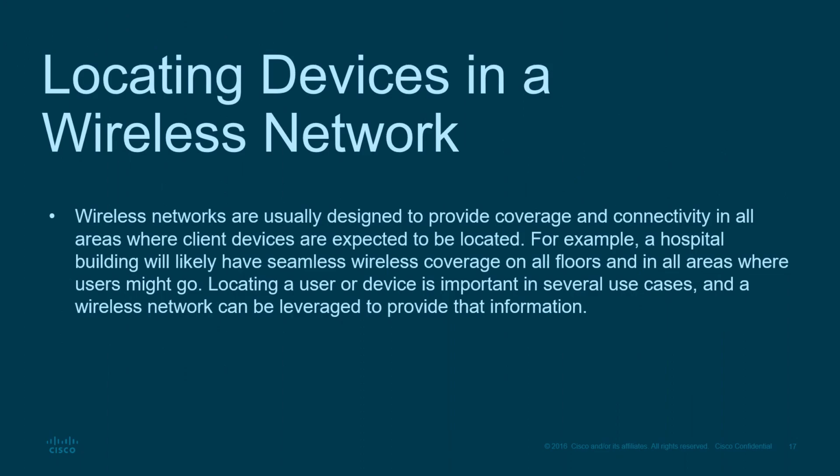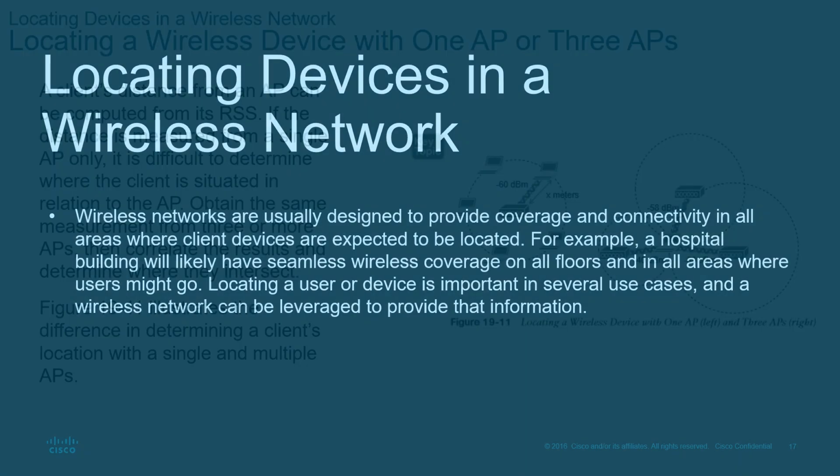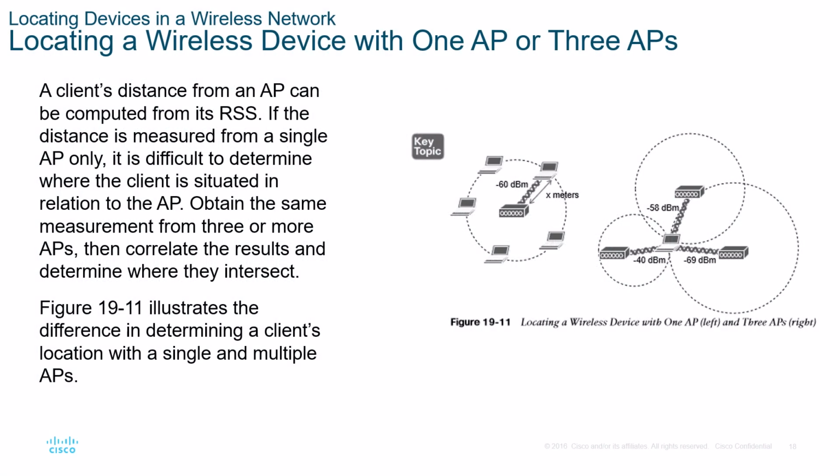So let's talk about locating devices in a wireless network. Again, wireless networks are usually designed to provide coverage and connectivity all over the place, but that does mean that our wireless networks need to be able to start seeing where devices are to better provide signaling to those areas. We can look at distance based off of the power. A client's distance from the AP can be computed from its RSS. If the distance is measured from a single AP, it's difficult to determine where exactly the client is.